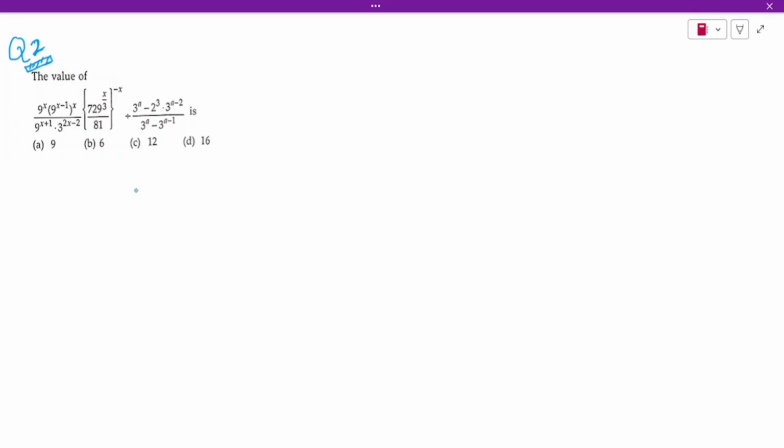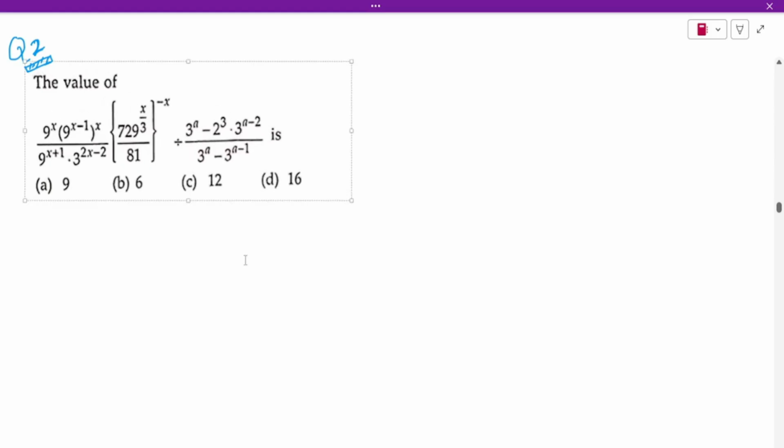So let's start with the solution for this question. Here we can find that the expression given over here contains the first part, 9 to the power something, and division here, and then 3 to the power something. So we can deal with this question as two parts. First we have to simplify this part and this part separately. Let me write this as part 1 and this as part 2.